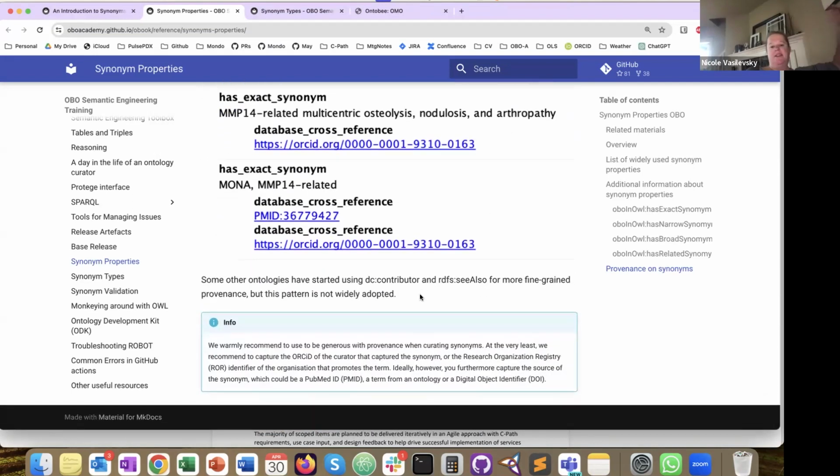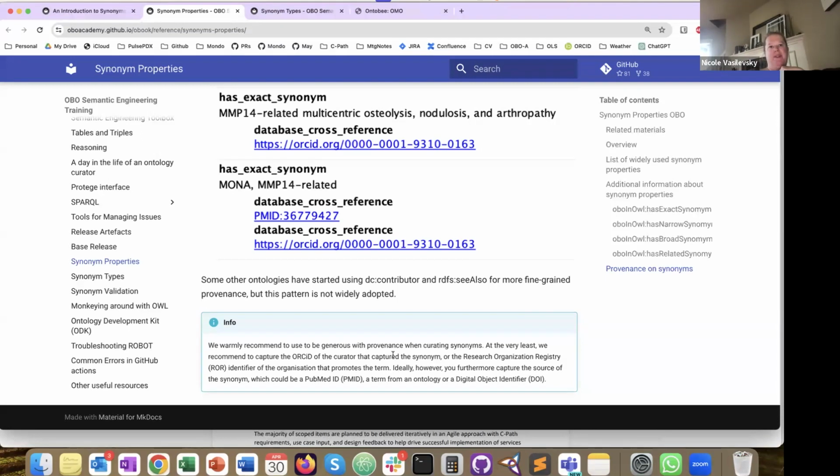Some other ontologies have started using the DC contributor or RDFS also for provenance, but this is not widely adopted. So if you have any questions about how to capture the provenance under synonyms in your ontology, we recommend that you start a conversation on your tracker or maybe in the OBO Slack channels to get recommendations from the community. And it's recommended to be generous with the provenance when curating synonyms.